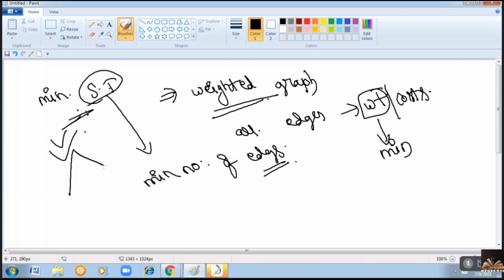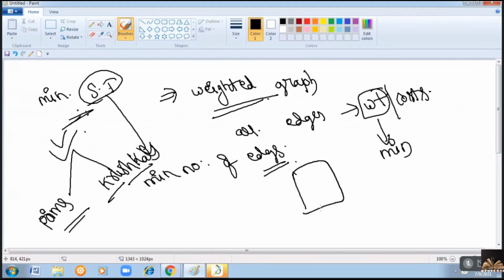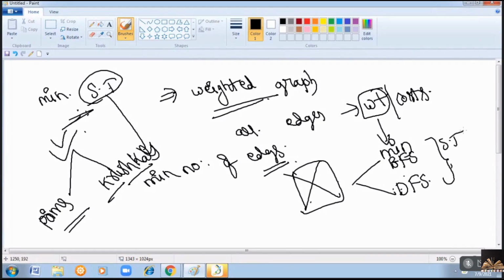The two methods used for minimum spanning tree are Prim's algorithm and Kruskal's algorithm. We will discuss these two in the next class. Similarly, when a graph is given, you can traverse this graph in two ways, one by using DFS or the other by using BFS. After traversing the graph using BFS and DFS, you will get a spanning tree.